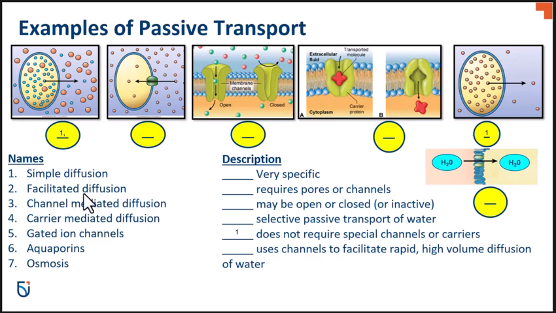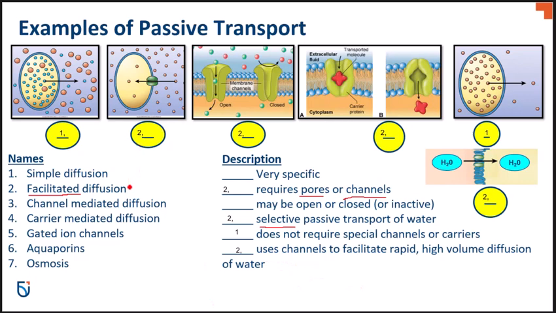Now, facilitated diffusion, on the other hand: facilitate means to help. This is where, in order for diffusion of certain substances to occur, they need to be helped or facilitated. And so this requires the use of pores or channels. Facilitated diffusion is going to allow for very selective passive transport of water, and it's also going to allow for the movement of high volumes, very fast movement of water when it's needed.